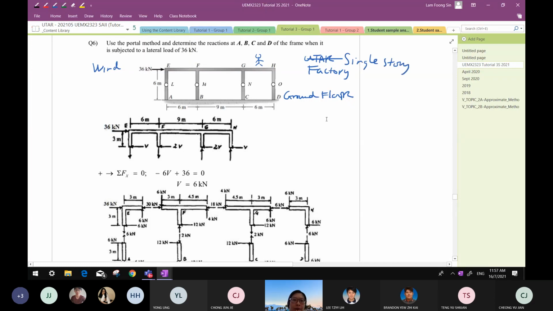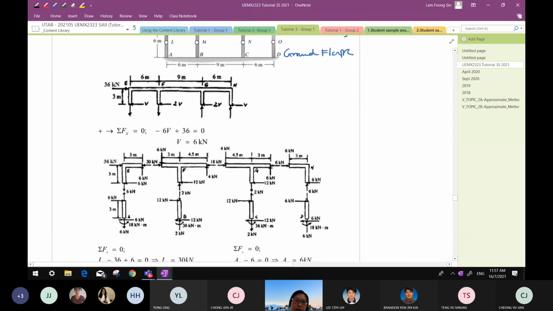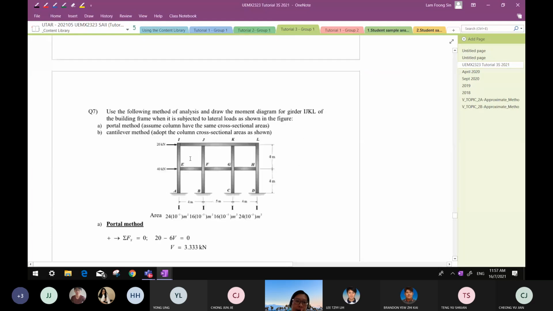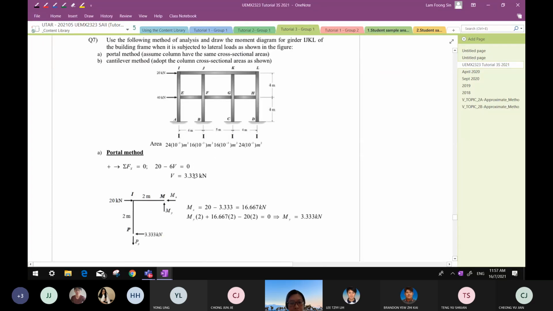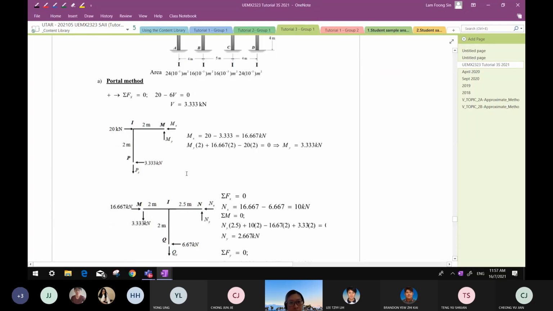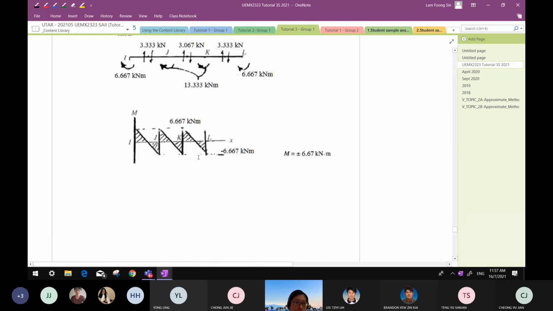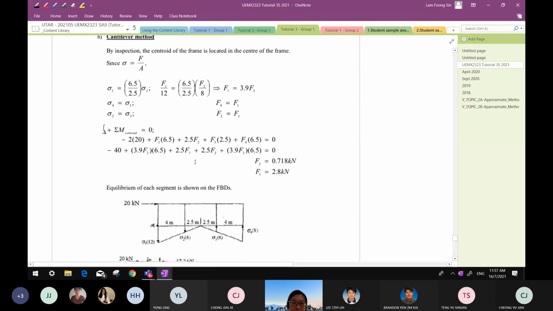Single story factory, for example. I want to find out what the reaction is. So I'm just going to make some assumptions here as well. This two-story building could be a home. And what is the support reaction as well? Or even here, you can get a bending moment and a shear as well.